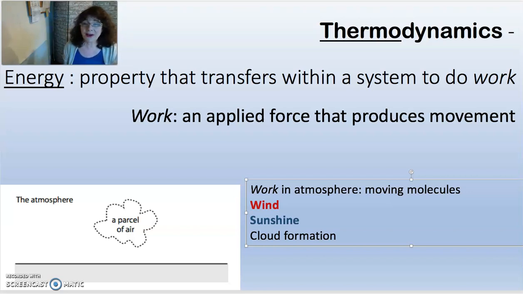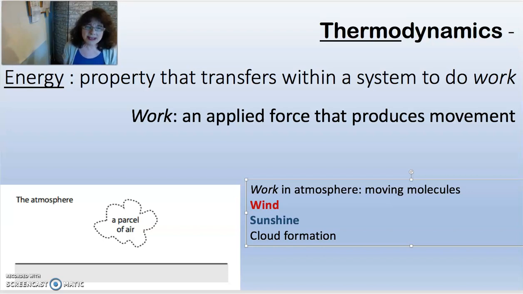Wind is a very strong and continuous force. Another one is sunshine. Sunshine comes from the sun and warms the earth. The sun does not warm the air. The sun warms the earth, which warms the air. Very important point in meteorology. And another example of work is cloud formation.